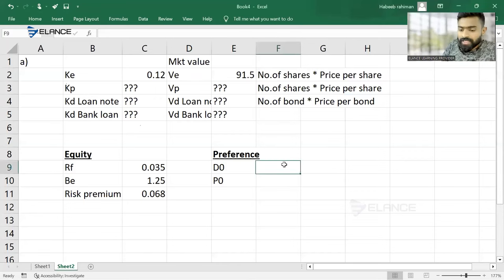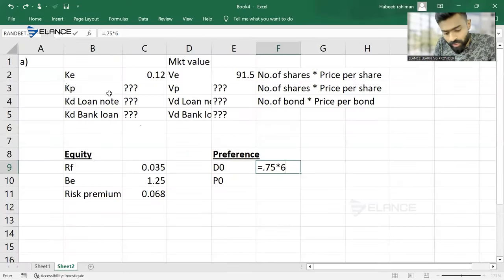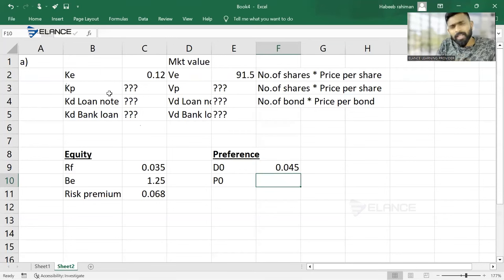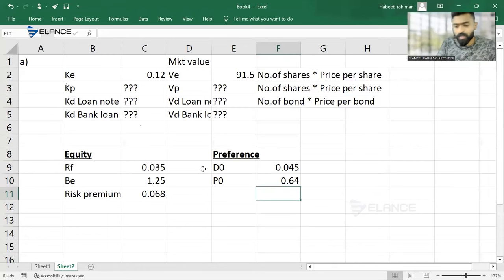So we require D0. As I mentioned, preference dividends are fixed, and that percentage will be given in the question. That percentage has to be calculated on their par value. Their par value, we found, is 0.75, that is 75 cents. The fixed percentage of preference dividend is 6%. So 0.75 into 6% will be the dividend, which is 0.045. And the market price of preference shares is given in that paragraph. The market price of the share is 0.64. Now we can easily apply the formula.